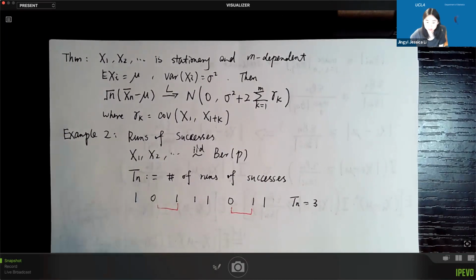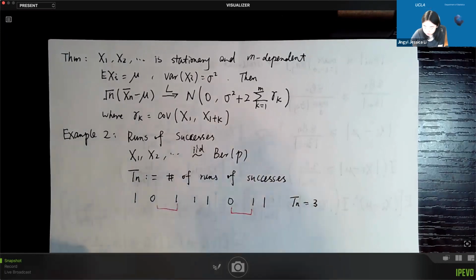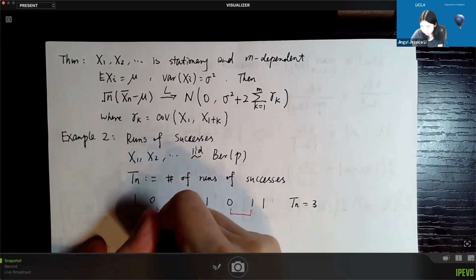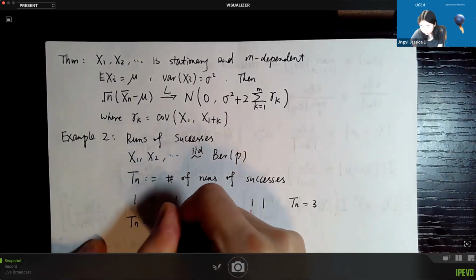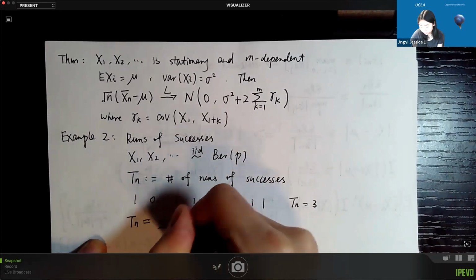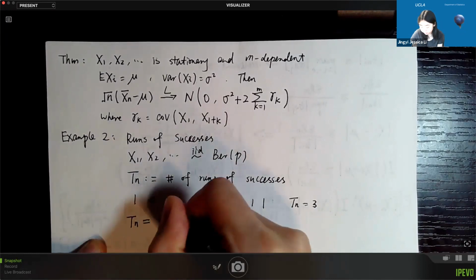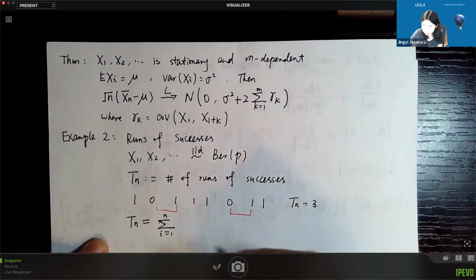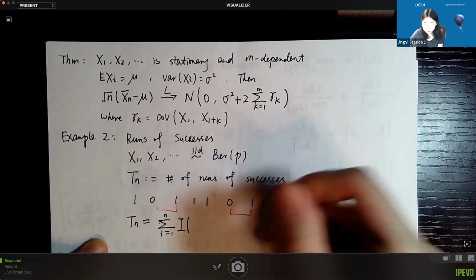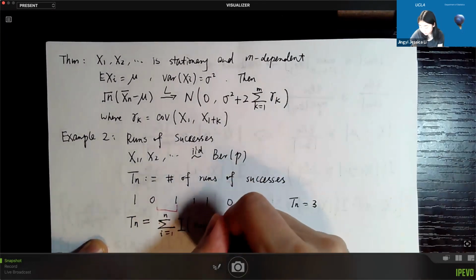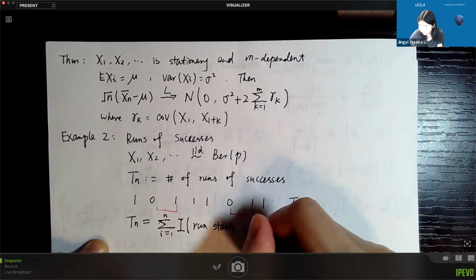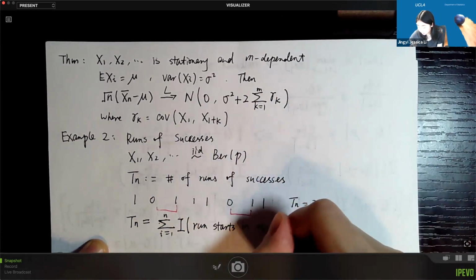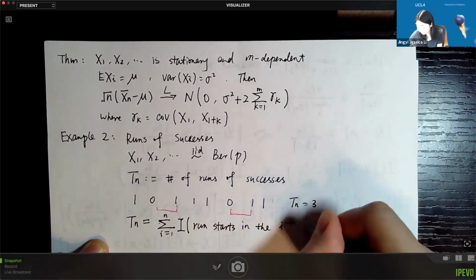So therefore, you see, with my explanation, we can write Tn as the summation for i from 1 to n of an indicator of whether a run starts in the ith position.